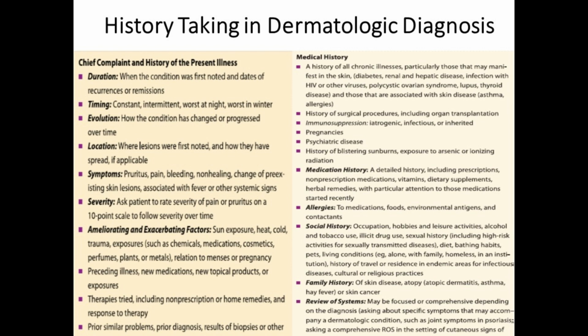Medical history. Chronic illnesses, diabetes, renal or hepatic disease, HIV, PCOS, lupus, thyroid disease, asthma, and allergies. History of surgical procedures including organ transplantation, immunosuppression, pregnancies, psychiatric disease, history of blistering sunburns, arsenic or ionizing radiation exposure.